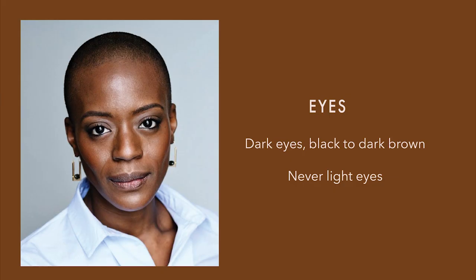Their eyes are very easy to recognize because they will always be dark. They range from black to dark brown, or if you have lighter skin, you can have those reddish dark brown eyes. But one of the main keys to identify the eyes in a dark type is that they will always have a very rich, intense look. You can't be a dark type and have light eyes.